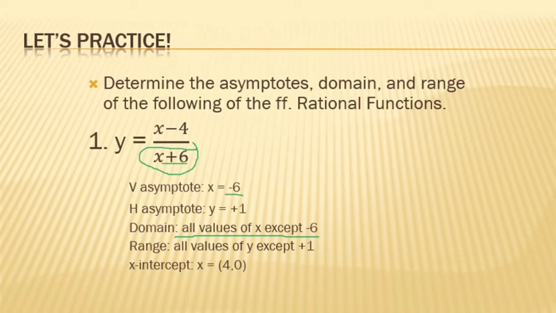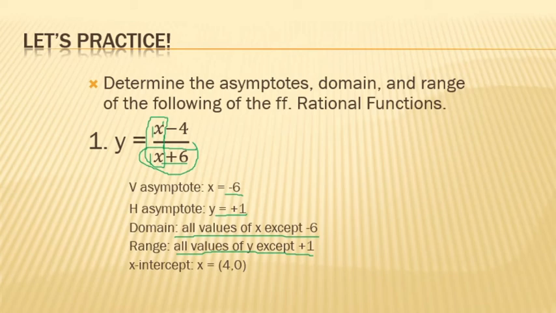Paano naman yung horizontal asymptote? Kung titingnan natin yon, parehong 1 ang kanilang exponent or degree. Kapag parehong 1, ang ating horizontal asymptote ay titingnan natin yung coefficient. Di ba pag pantay, titingnan yung coefficient. Ang coefficient niyan ay 1 over 1. Therefore, ang ating horizontal asymptote is positive 1. Kapag alam na natin yung horizontal asymptote, alam na natin ang range. All values of y except positive 1.